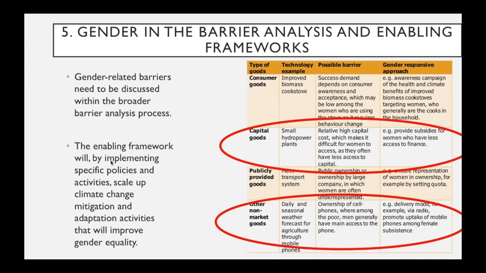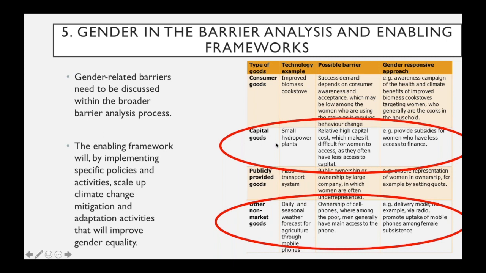So, moving from the technology prioritization to barrier analysis and enabling framework. We have this list of technologies now that countries think would be suitable for addressing climate change in the country. So the next question is then, what are the barriers and enabling opportunities in relation to the technology? And gender-related barriers need to be discussed and identified in that process.